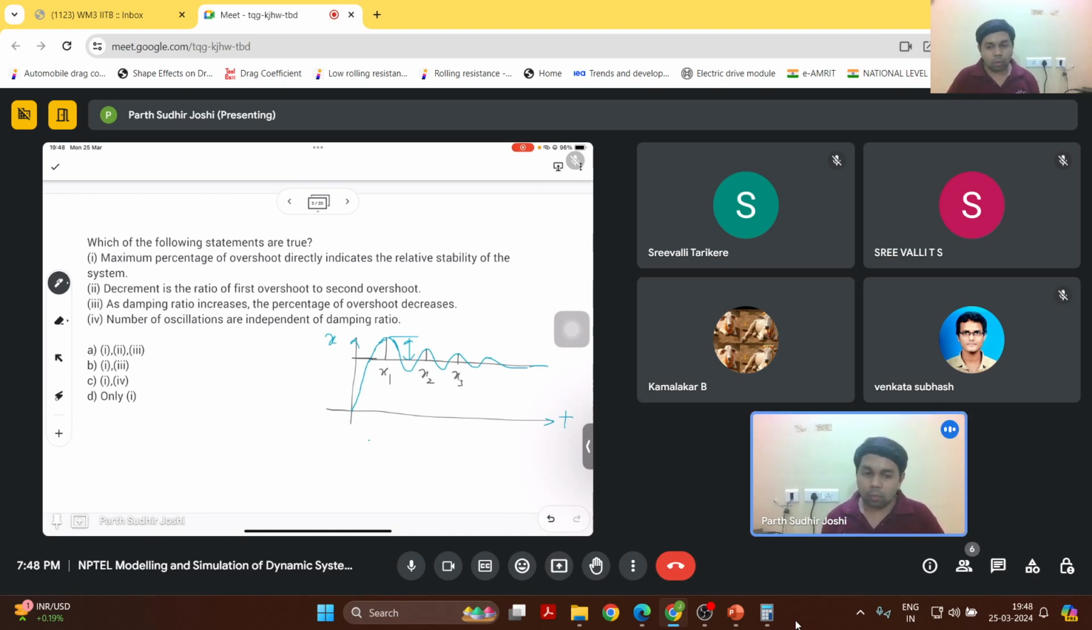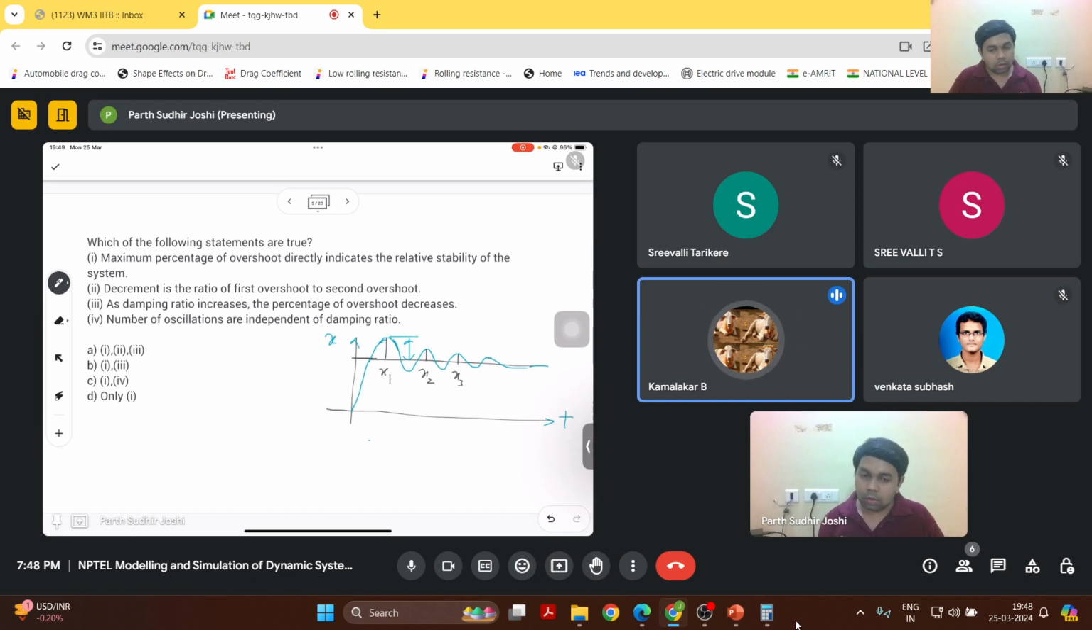So what do we define decrement as in this context? Let us say if this is the response, then what is the decrement here? Initially it is x1 and then it has come to x2. So maybe the ratio of x1 by x2 or x2 by x1.